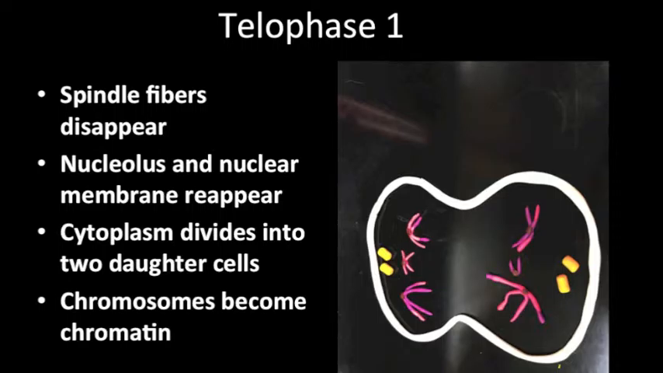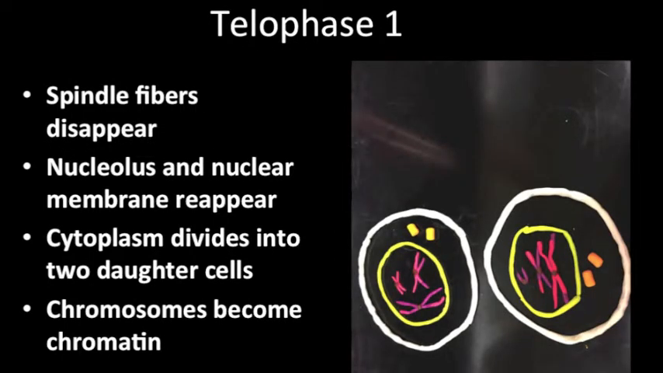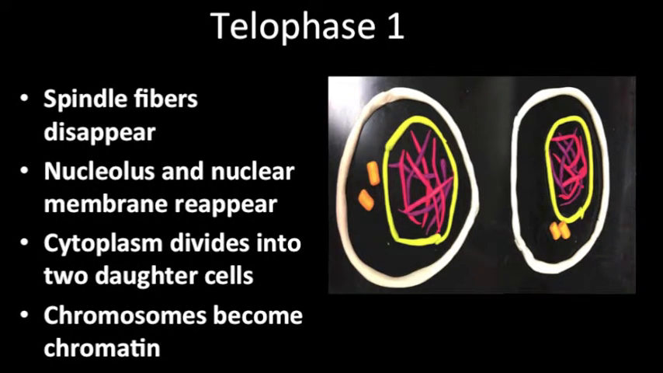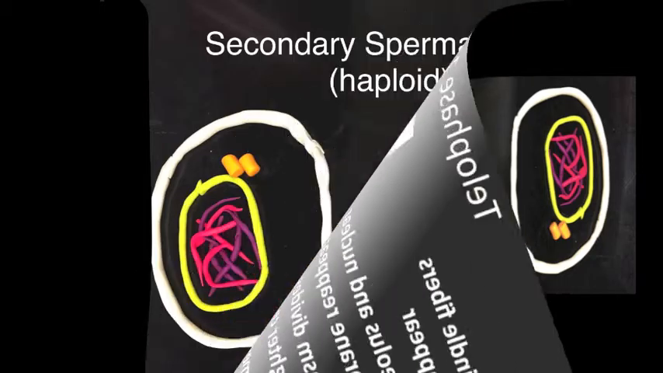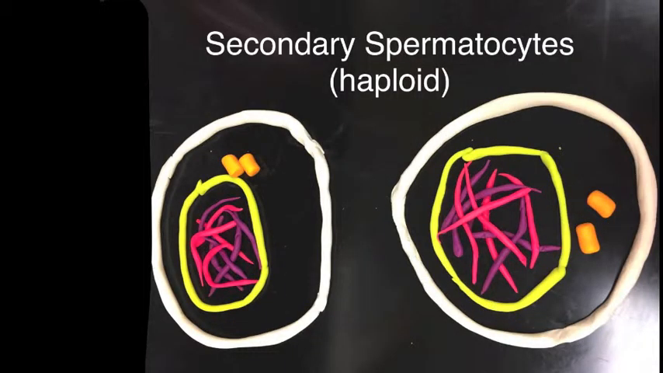Once the chromosomes are separated, telophase I begins. The spindle fibers disappear and the nucleolus and nuclear membrane reappear. The cell is divided into two genetically different daughter cells and the chromosomes become chromatin. The primary spermatocyte has now divided to form two haploid secondary spermatocytes.